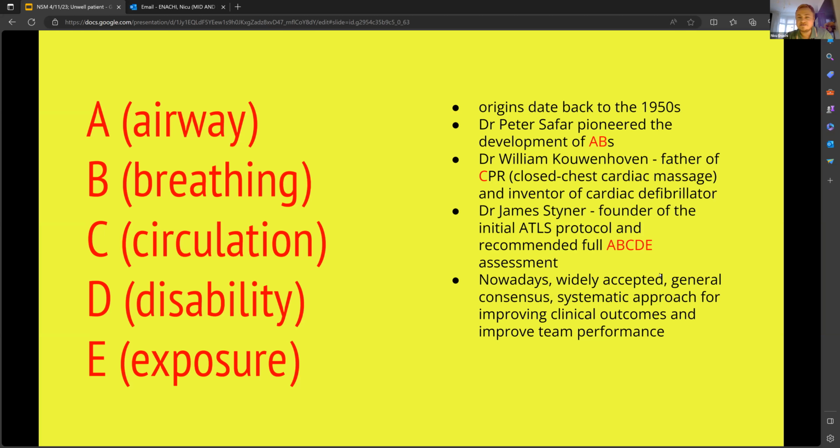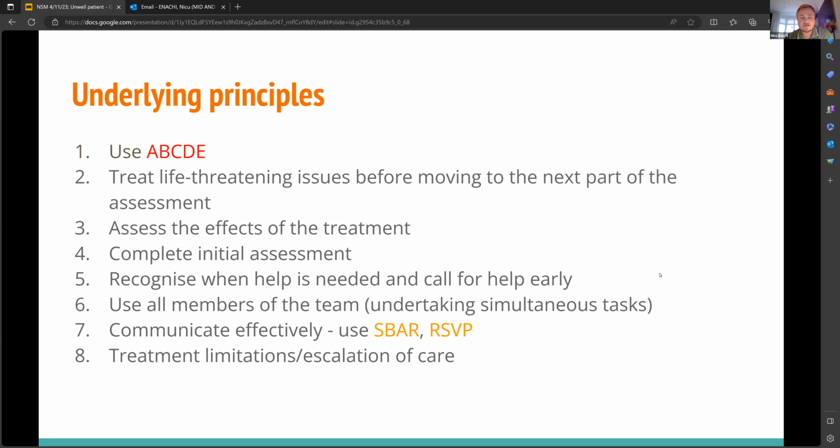Nowadays, ABCDE is in everyone's mouths and minds when they come across an unwell patient, wherever you are. You can be in a GP practice, seeing someone who appears very unwell. You can be in the emergency department. You can be on a ward. But you'd be doing the same thing. The principle of ABCDE is to treat life-threatening issues as you discover them, moving through the A, the B, the C, D, and E.